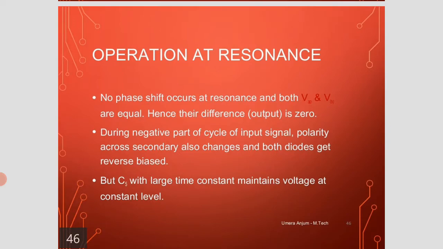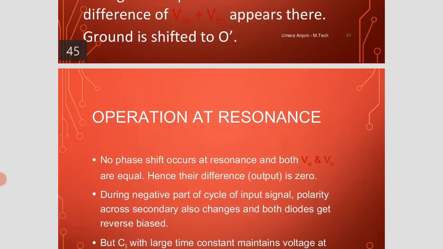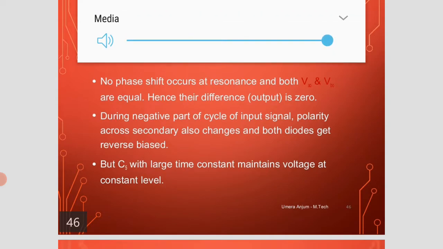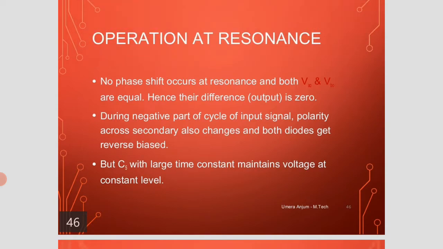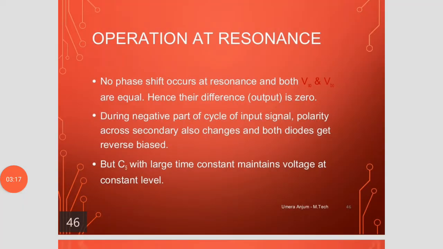The operation of the phase discriminator ratio detector is as follows. No phase shift occurs at resonance and both VA0 and VB0 are equal. Hence their difference output is 0. During the negative part of the cycle of the input signal, polarity across the secondary also changes and both the diodes get reverse biased. But C5 with a large time constant maintains the voltage at a constant level.